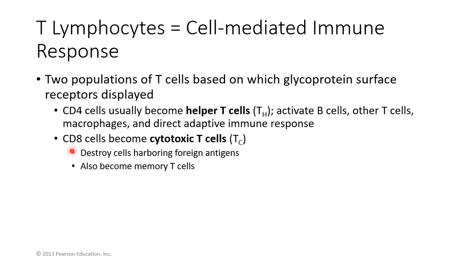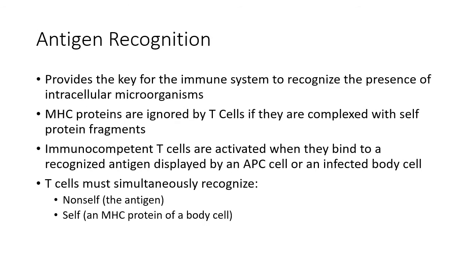Now your CD8 cells, which are another type of T lymphocyte, these become cytotoxic T cells. And so CD8s are the same as cytotoxic Ts. These can actually destroy cells harboring foreign antigens, and they also become memory T cells. So antigen recognition. This provides the key for the immune system to recognize the presence of intracellular microorganisms.